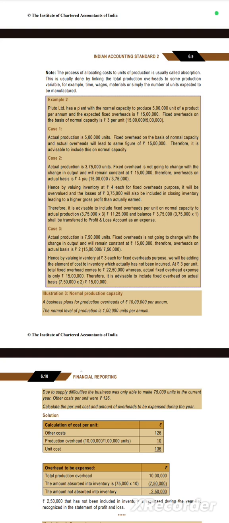Now the actual production is given. In the first scenario, the actual production is equal to the normal capacity of 5 lakh, so the answer would be the same, 15 lakh. All the 15 lakh cost would be charged to the inventory, and nothing will go to the P&L.